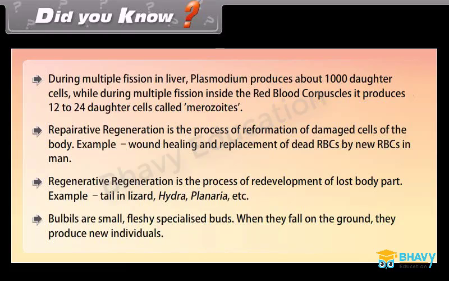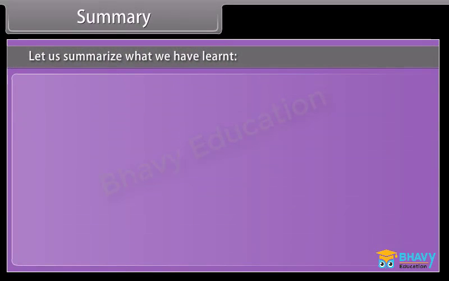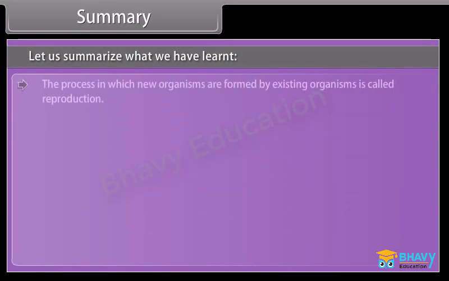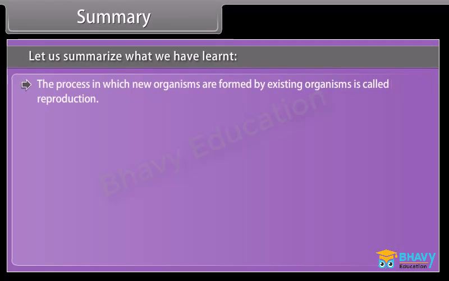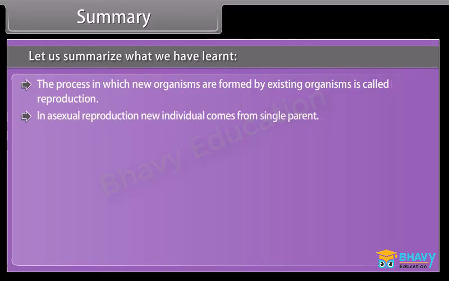Bulbils are small, fleshy, specialized buds. When they fall on the ground, they produce new individuals. Summary. Let us summarize what we have learned. The process in which new organisms are formed by existing organisms is called reproduction. In asexual reproduction, a new individual comes from a single parent.